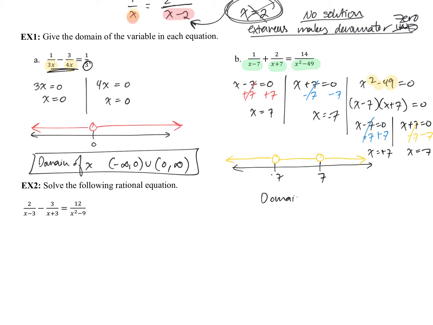So the domain for x would be negative infinity to negative 7 union negative 7. Oop, gonna run out of room here. Let me rewrite this. So the domain of x, we're just taking out the 7 and negative 7. Negative infinity to negative 7, union 7 to infinity. So once again, we have 1, 2, 3 different intervals we're looking at.